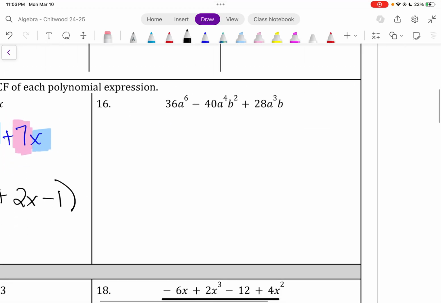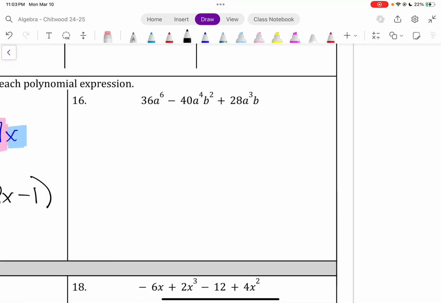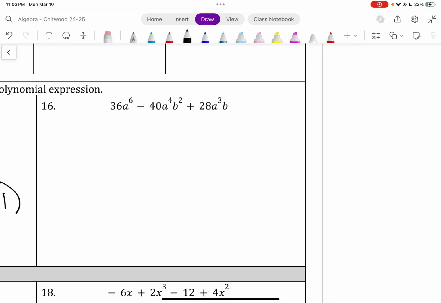Same idea over here. Since there's multiple variables, I don't have to worry about standard form or anything. I'm just going to leave it as is.